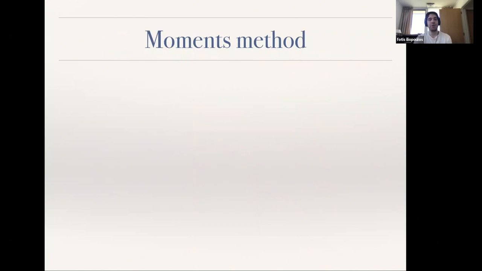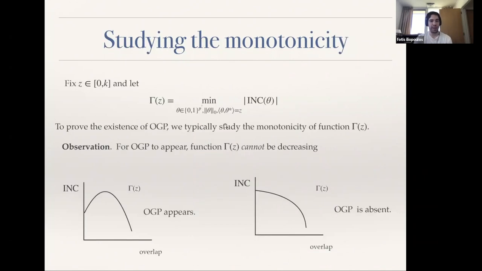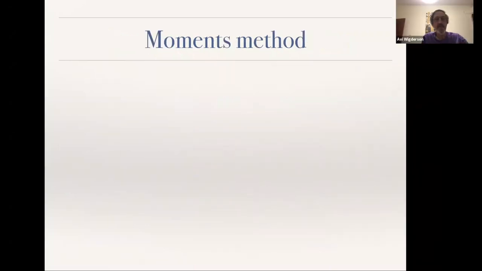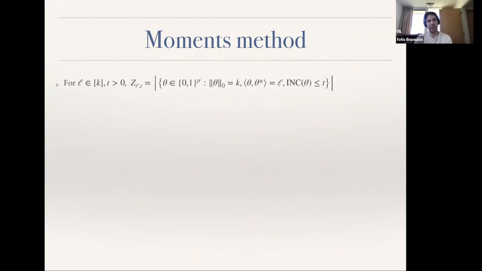So how do we... okay. This is what we are trying to show. I hope you at least see this proof by picture that for OGP to exist, this gamma function needs to be non-monotone. So how do we study the monotonicity of this function? We basically use what is known as the moments method, and I will describe it briefly in the context of group testing.